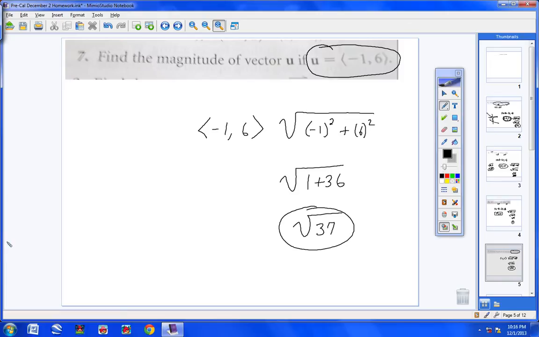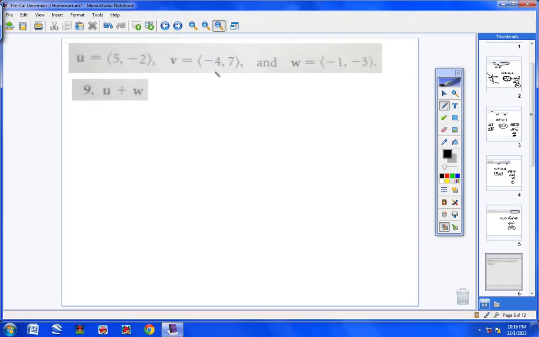Okay? All right, let's continue on now to numbers 9 through 21. Now, the directions for 9 through 21 state, do the indicated calculations. All right, so here are the vectors they've given to us, u, v, and w, and then here's the calculation. They want us to take u plus w. So here's u right here. Let me slide this down out of the way a little bit. They want us to take u plus w. So here's u, and here's w.